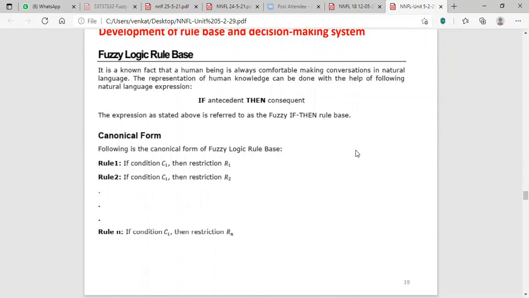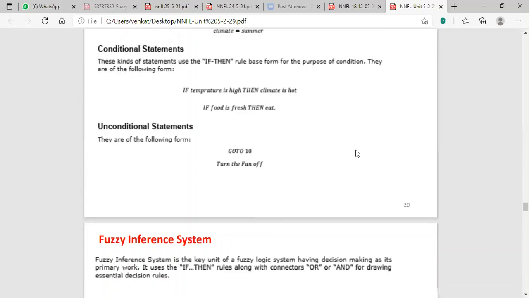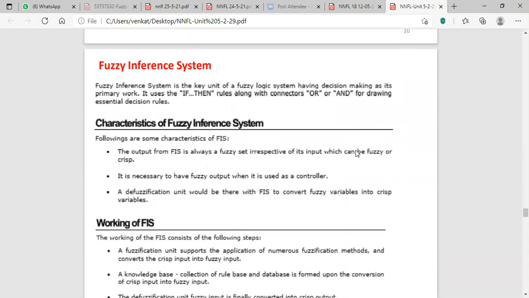So, development of rule base. Canonical rule base, logic rule base, if condition then restriction, like that, the standard form. So conditional statement, unconditional statement. Next, fuzzy inference system. In this fuzzy inference system, basically fuzzy logic, which is a very important part in the fuzzy logic system. Here you need to know the basic block diagram of the fuzzy logic system.